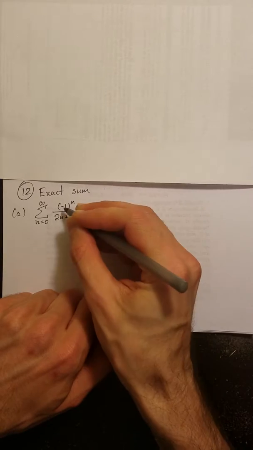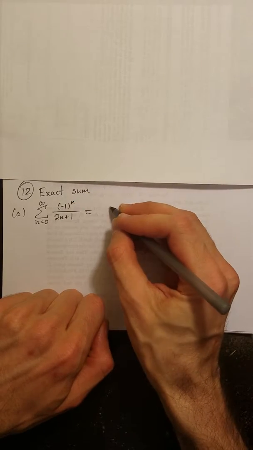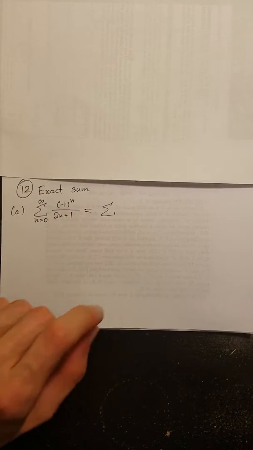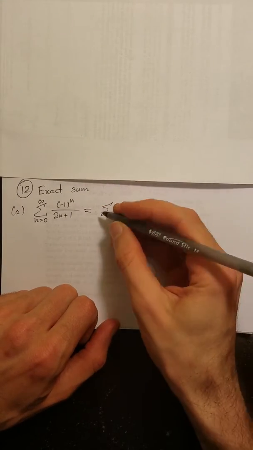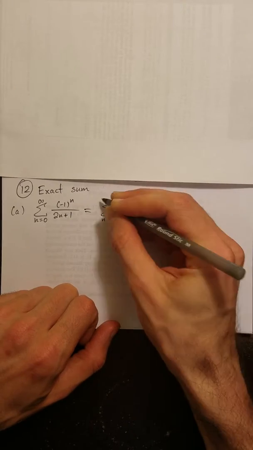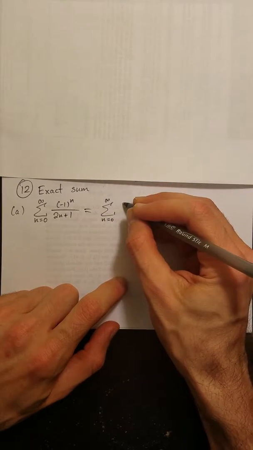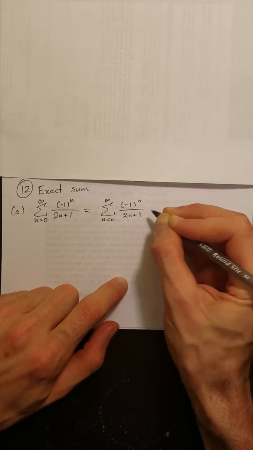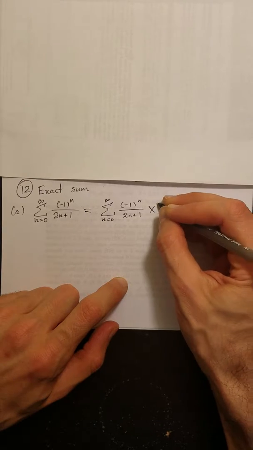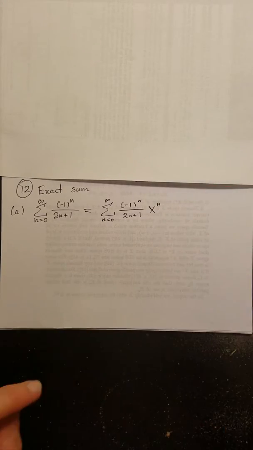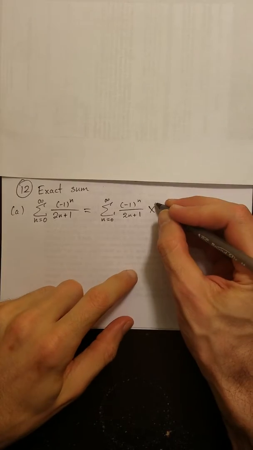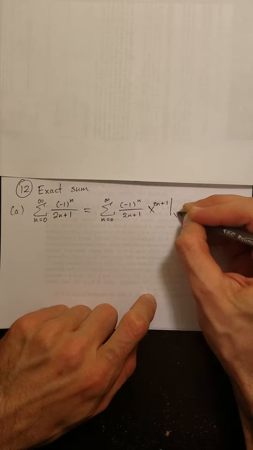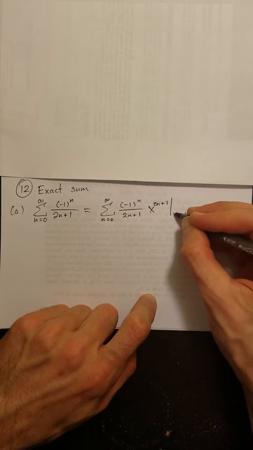So if we think about the terms of this series as actually being, all right, so we can write this series as the sum from n equals 0 to infinity of negative 1 to the power n divided by 2n plus 1, exactly the same thing that's there, but then also incorporating an x to the power 2n plus 1, okay, with x evaluated at 1.